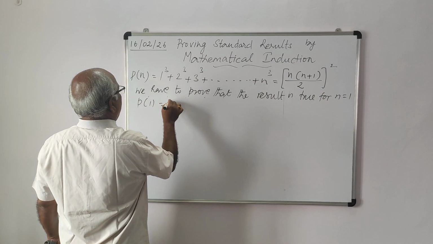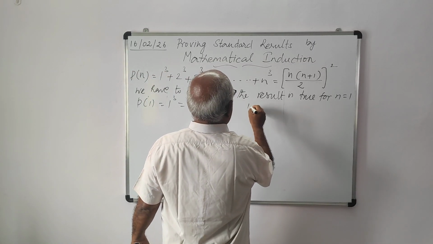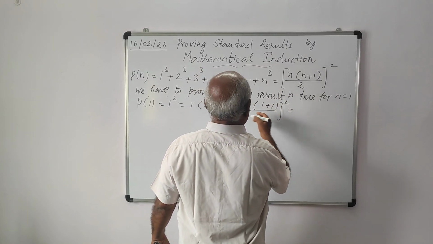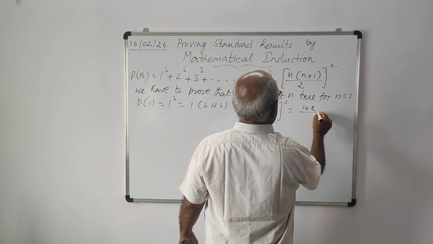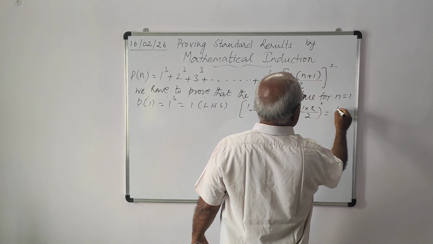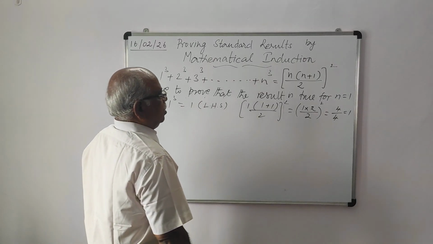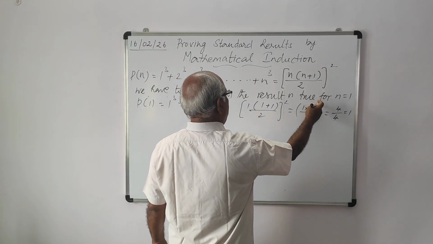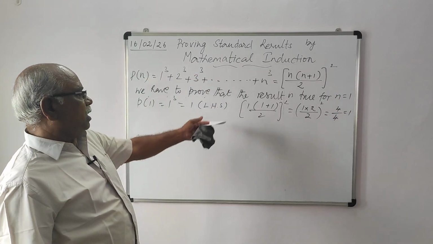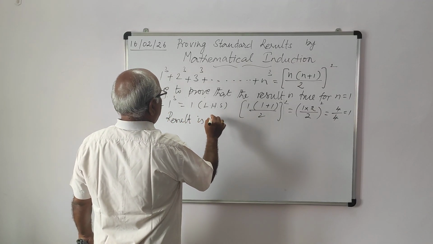Left hand side, 1 cube, that is equal to 1. This is your left hand side. Right hand side, 1 into 1 plus 1 by 2, the whole square. That is equal to 1 into 2 by 2, the whole square, which is 1 into 4 by 4, that is equal to 1. And that is 1, therefore the result is true for n equal to 1. The result is proved for n equal to 1.